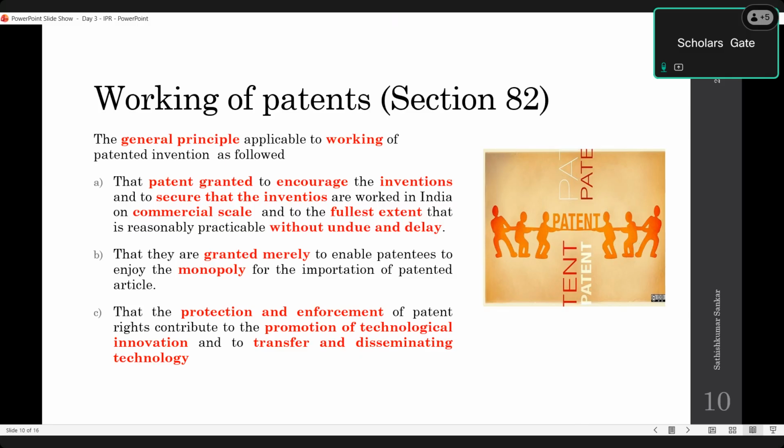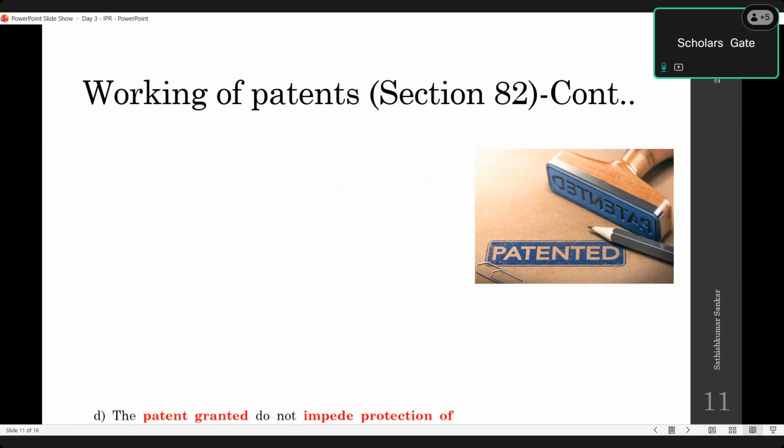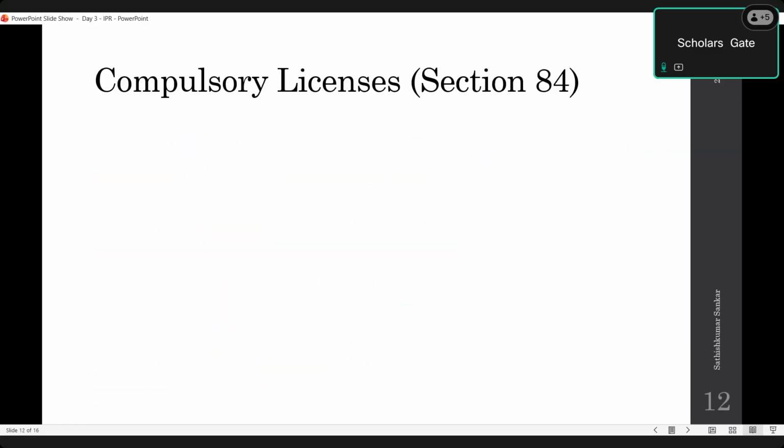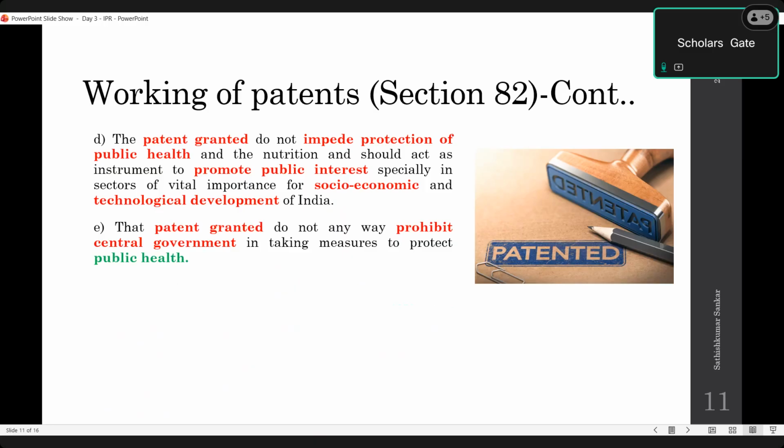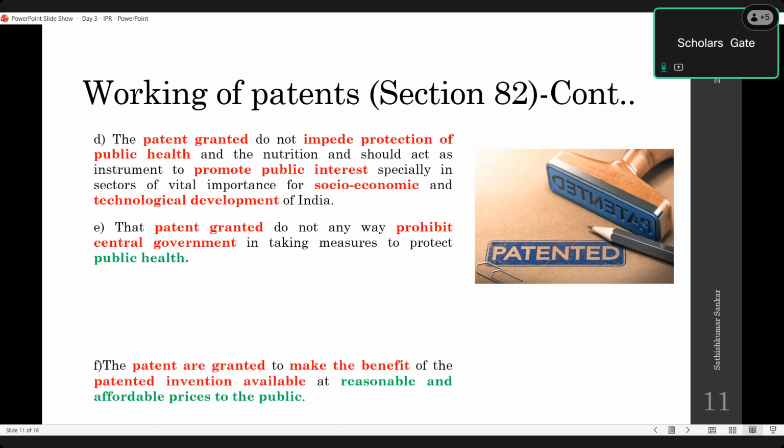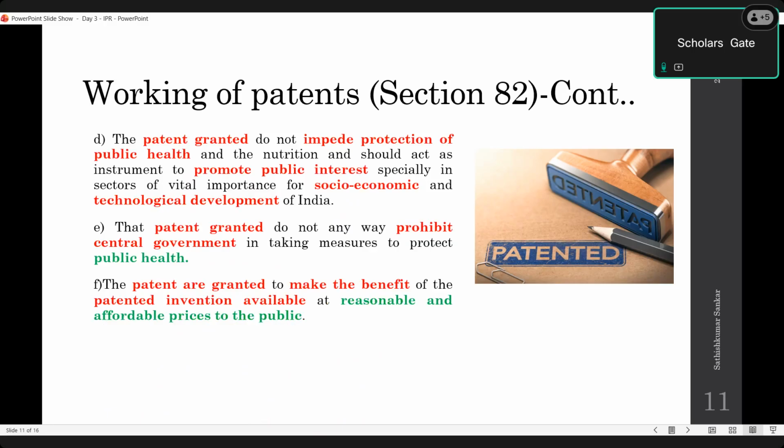Many researchers file the patent and publish the patent, but they do not wait for the patent grant, and once the patent is granted, they do not show interest in commercializing that particular product or process. That is a big issue in India. The patent granted should not impede the protection of public health and nutrition, and should act as an instrument to promote public interest, specifically in sectors of vital importance for socio-economic and technological development.